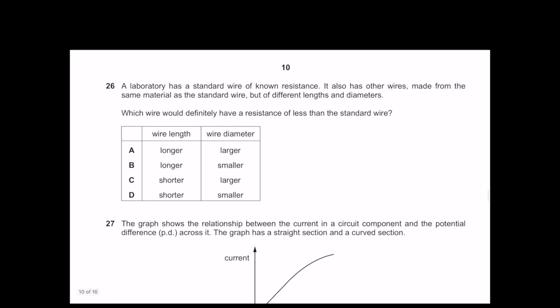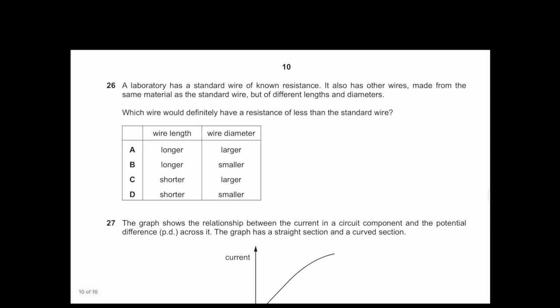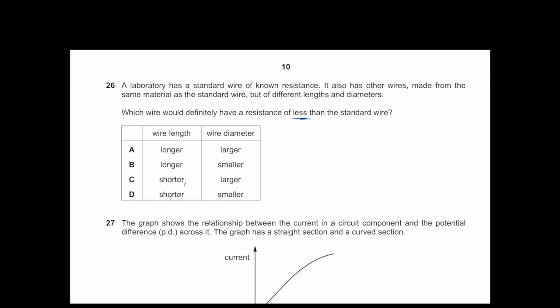In question 26, a laboratory has a standard wire of unknown resistance. It also has other wires made from the same material as the standard wire, but of different lengths and diameters. Which wire would definitely have a resistance less than the standard wire? If it was shorter and the diameter larger to make it thicker, in this case the resistance will be very, very small. So in 26, no doubt, I'm going to choose C.